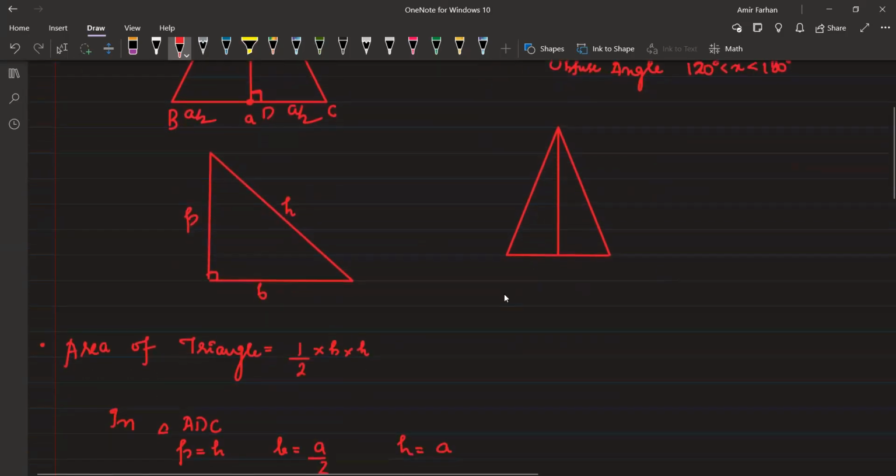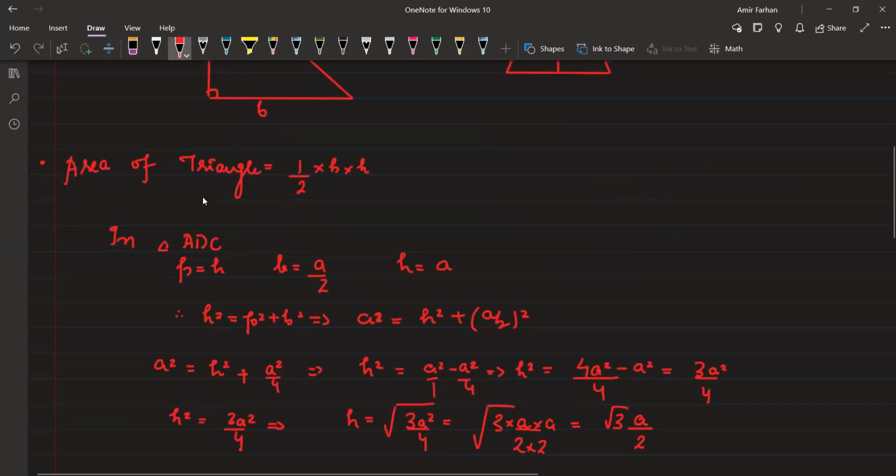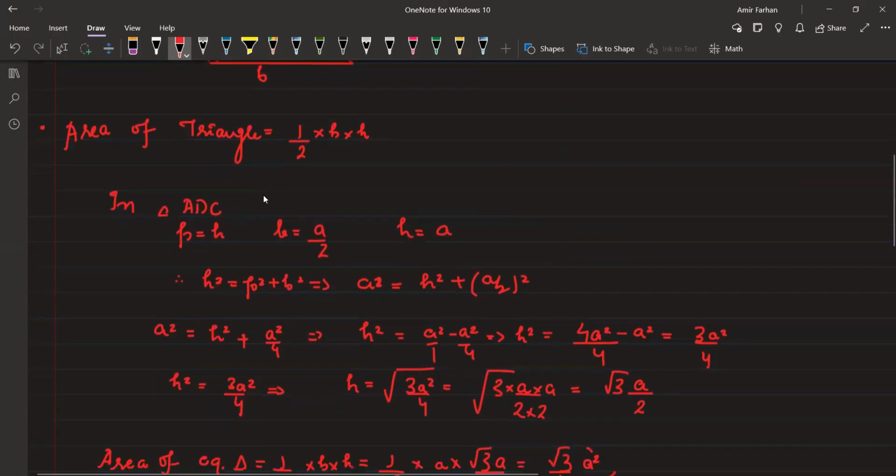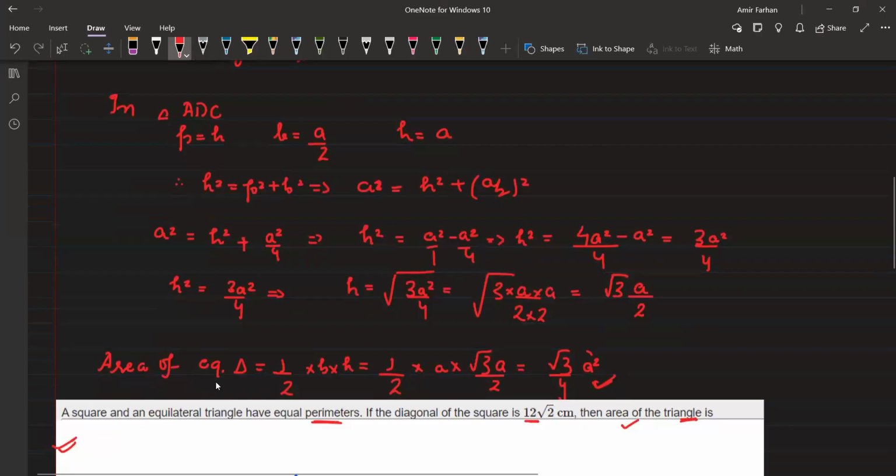Next is area of the triangle, how to calculate it. So area of the triangle is basically nothing but half base into height. Is that clear? And one more thing, everyone, that this is area of equilateral triangle.